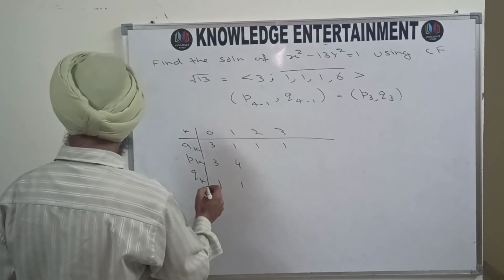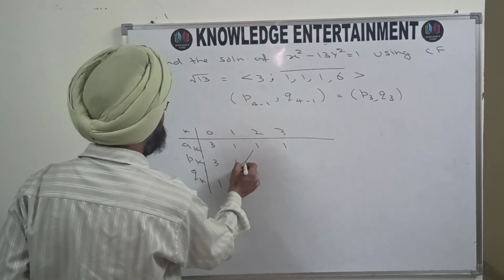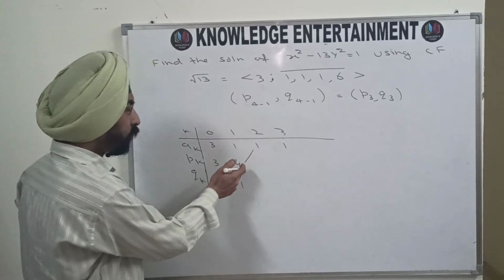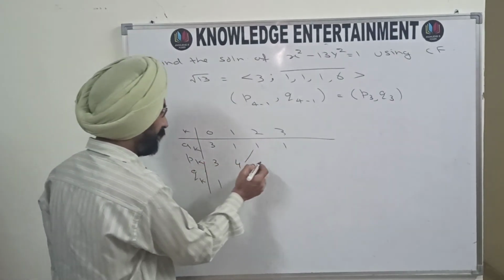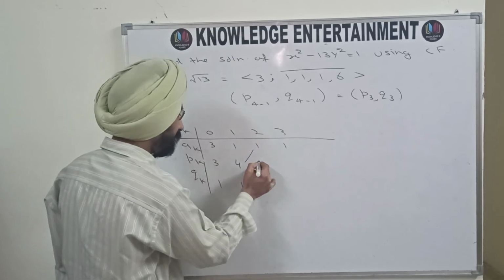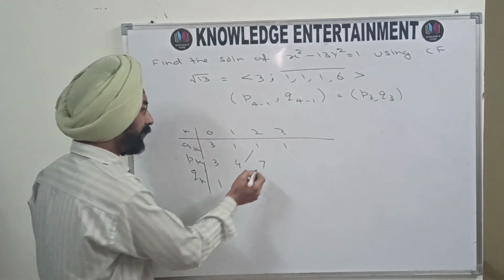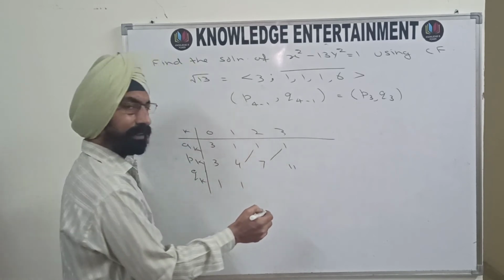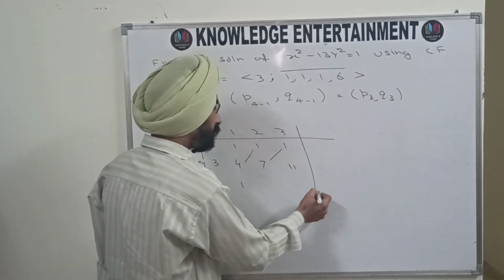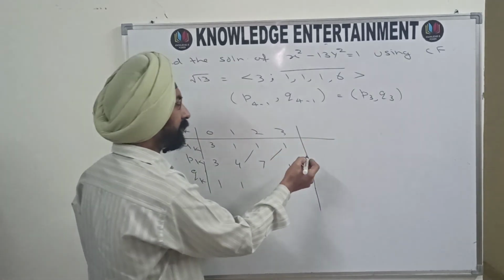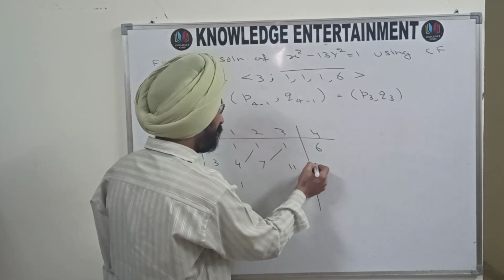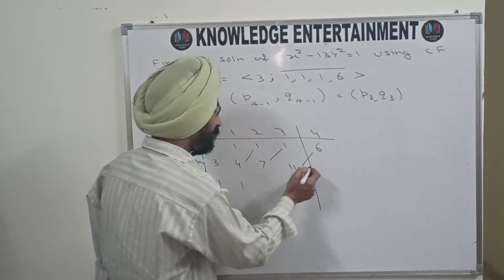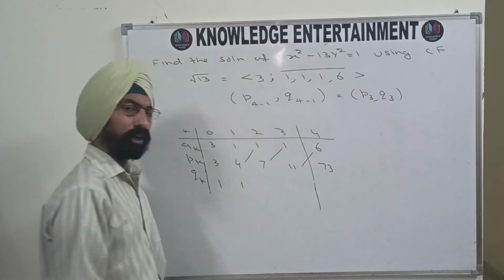And next, to obtain, multiply these. Next is the process which is easy. 1 into 4 is 4 plus 3, 7. Similarly, 1 into 7, 7 plus 4, 11. I am not going further, but even if it is required, the next is 6. 6 into 11, 66 plus 7, so 73, and the process will be continued.